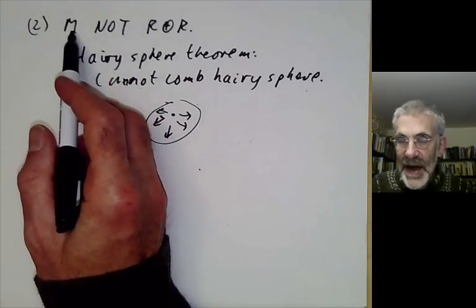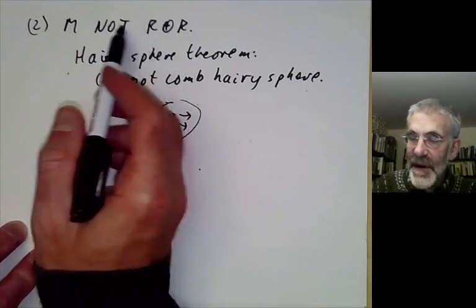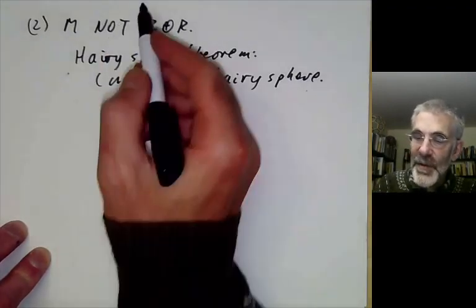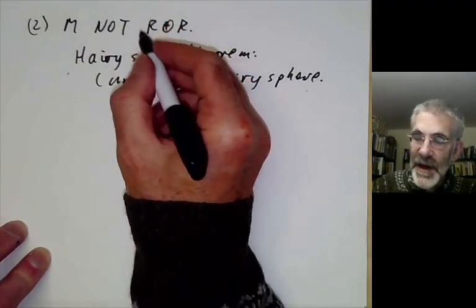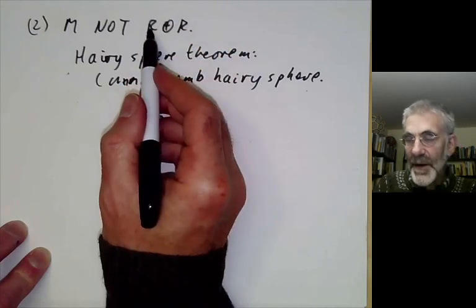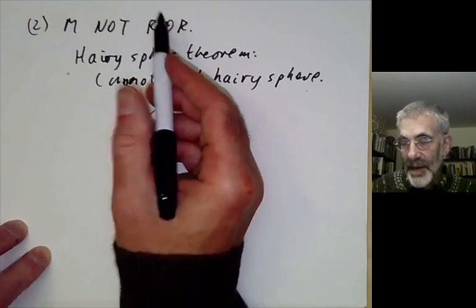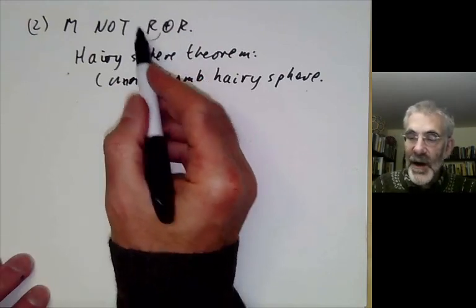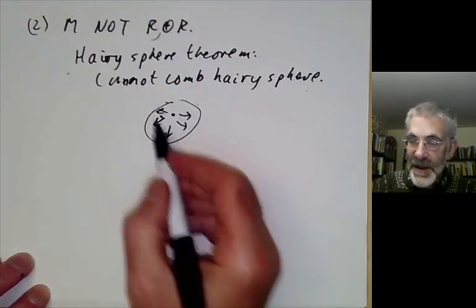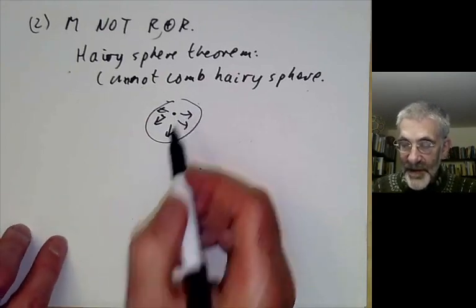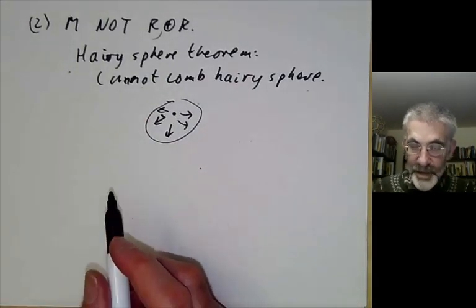And this implies that M is not R plus R, because if M were R plus R, then you could comb the hairy sphere by choosing a non-zero generator of this R, and this would give you a non-zero tangent vector field at each point.